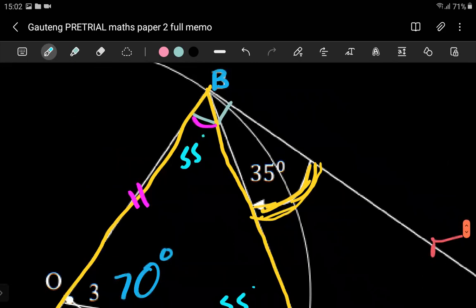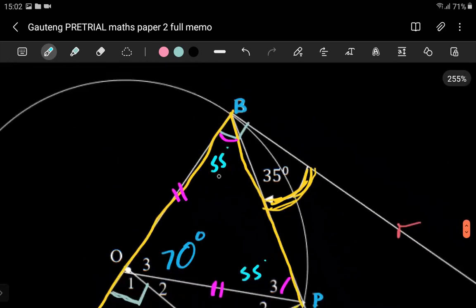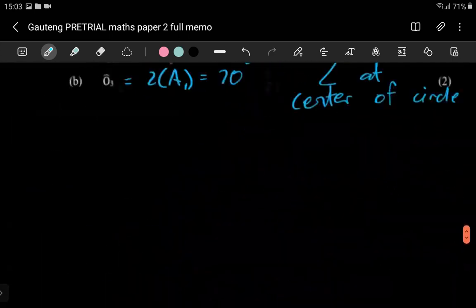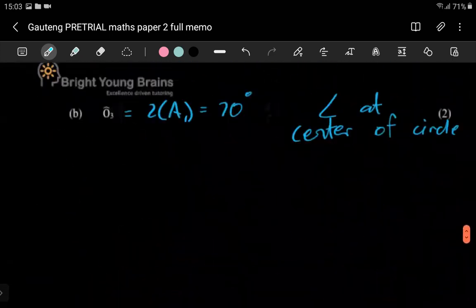And all this information is very needful because actually you could have also just said this is 55, because that would have been another route where you say this is tangent perpendicular to radius, you say this is 90, you remove the 35 from 90, and then you'll be good. Let's see what's the next thing. They want us to get M1.